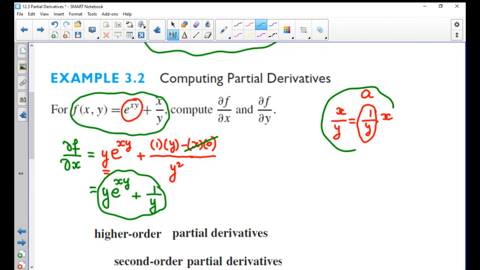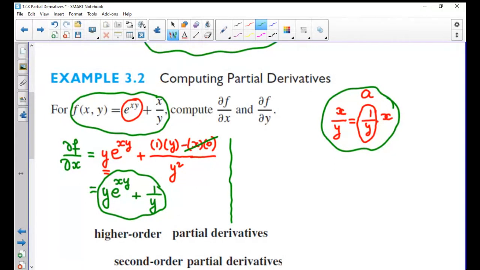Or think of it like this. X over y is 1 over y multiplied by x. So it's a constant multiplied by x. So the derivative is just the constant, which is 1 over y. So that's okay too. Whatever way you're comfortable with is perfectly okay.